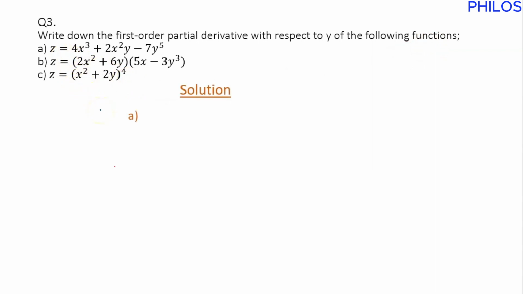For question A, let's recall the function, which is z equals 4x exponent 3 plus 2x exponent 2y minus 7y exponent 5. Now, the question says we should differentiate with respect to y, only y. So it means we should find partial z, partial y. So, to find partial z, partial y, we are only differentiating with respect to y. So anywhere we see x, x should be considered as a constant wherever it is alone. And when it is with y, it should be considered as a coefficient of y.